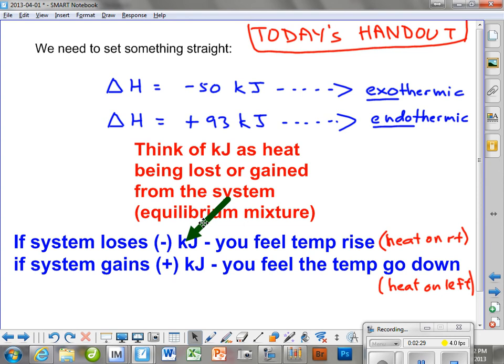So if a system loses kilojoules, or loses energy, because kilojoules is a measure of energy, you will feel the temperature going up. That is because this reaction is exothermic, and exothermic produces heat, so the system itself is losing energy. Think of kilojoules as heat being lost or gained from the system, which is your equilibrium mixture. Now, if the delta H is positive, that means you have an endothermic reaction and heat will be on the left. You might want to write this whole thing down, and it will help you stay oriented as to how to do the problems.